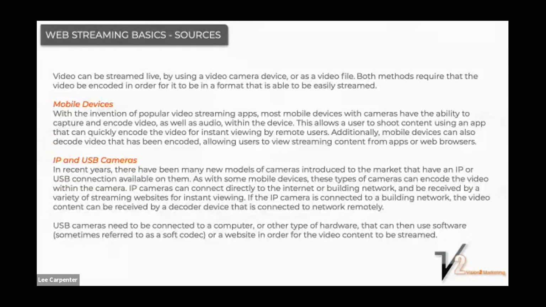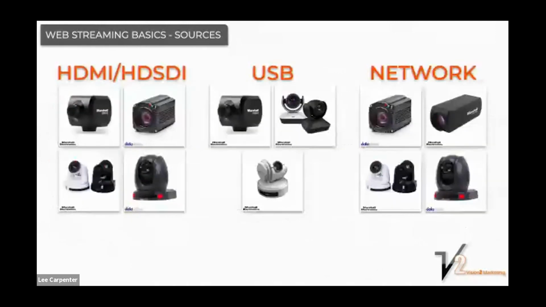Again, mobile devices are kind of a 3-in-1. So it has capture, encoding, and decoding all built into one unit. IP and USB cameras work kind of the same, but they have a little bit of a difference between the two. Both cameras are able to take raw video, capture it, and then encode it at the object, so at the camera itself. An IP camera can actually send that encoded video directly to the internet. A USB camera requires that you have a computer or something in place to take that video and send it to the platform that you want it to be distributed by.